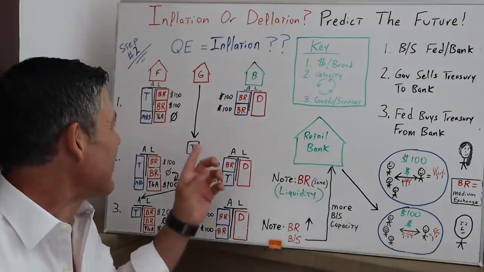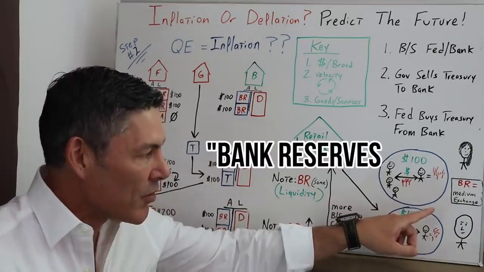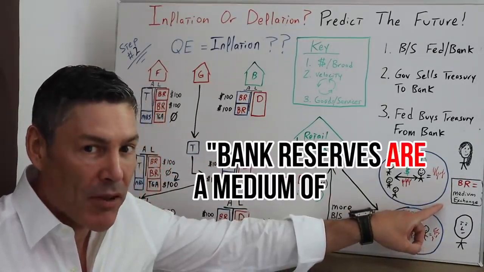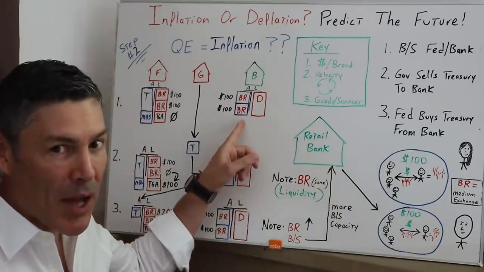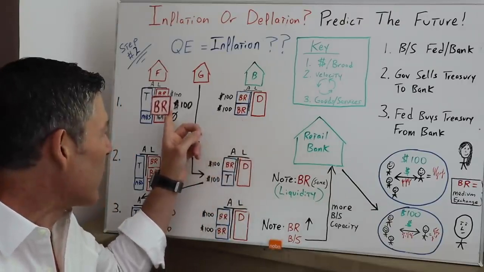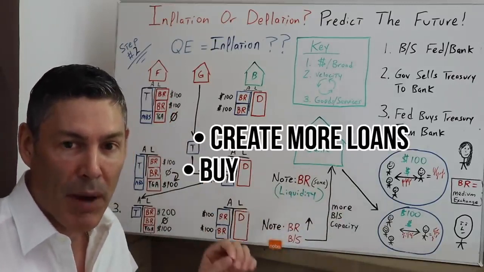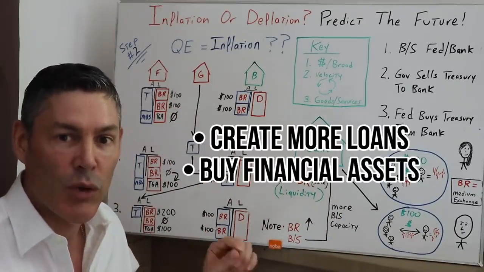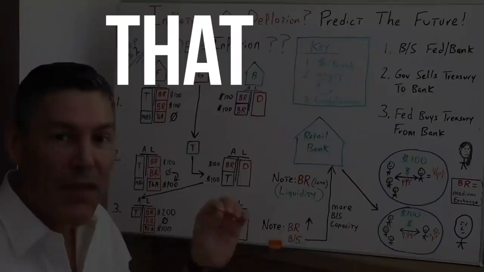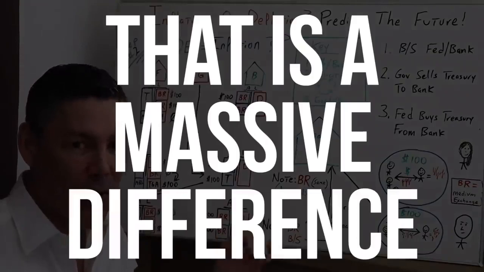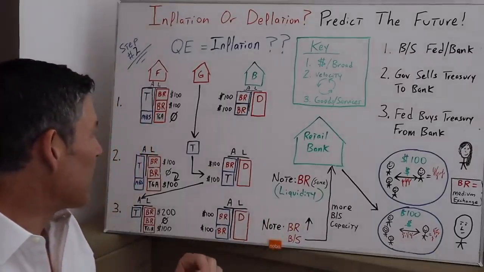Okay, so the process is pretty much the same, but they think that bank reserves are actually a medium of exchange. So what happens is the cash on the bank's balance sheet really is just a bank reserve that they can use to create more loans, or they can use it to buy financial assets, which include treasuries the government issues. And that is a massive difference. That's night and day. So let me walk you guys through why that's such a big deal.